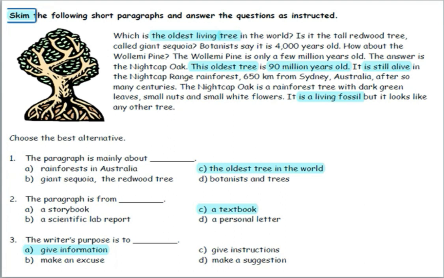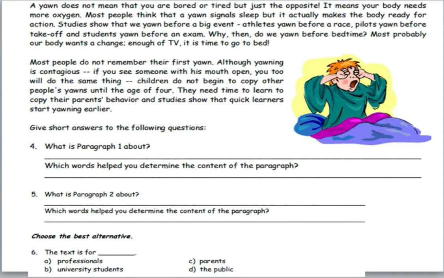And in fact, by saying this, I give the answer of the following question. The writer's purpose is to give information, and we can understand this from the numbers, from the names of the places, countries. From there, it will be clear for us to understand the answers. And now we have another text with 2 paragraphs. Give short answers to the following questions, please.